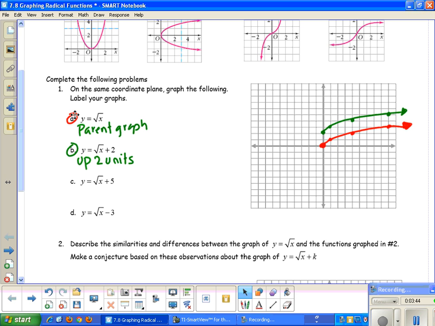So for the next one, this one moved it up 5 units from our parent graph. So starting with the red, I'm counting up 1, 2, 3, 4, 5, which would be here. I'm just taking all the points that I had for y, 1, 2, and just counting up 5.